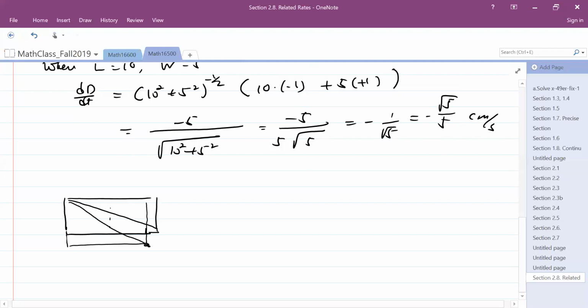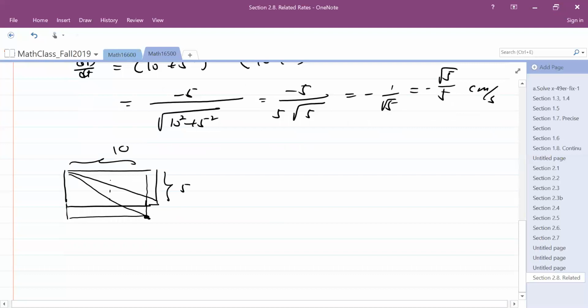So at the moment, here's a 5. Here's 10. If you increase the width, decrease the length, you actually increase the area, but it decreases the length of the diagonal.